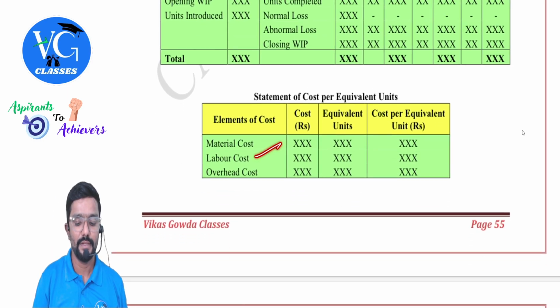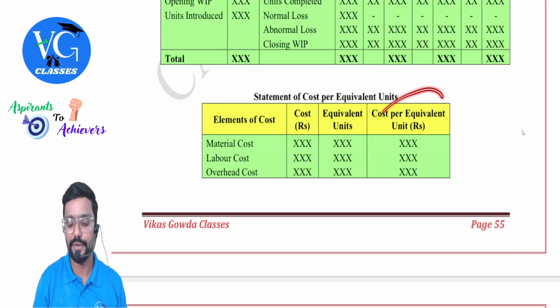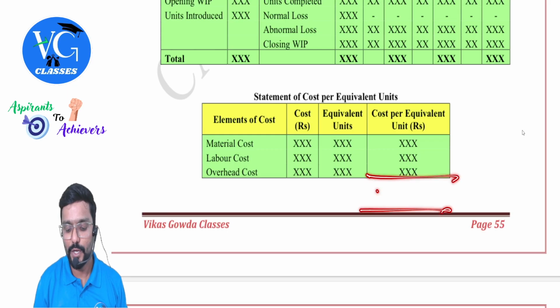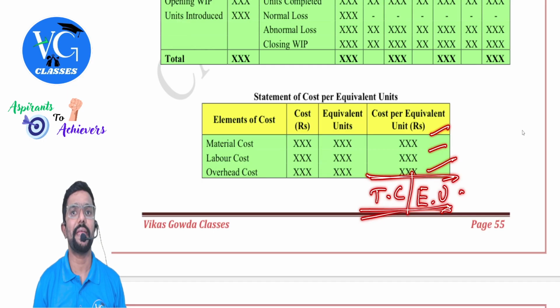Then take labor and overhead cost also. Then whatever equivalent units you have got here, consider here. Divide cost by equivalent units. What do you get, sir? Cost per equivalent unit. Clear? Here, if you do this, you will get total cost per equivalent unit. This is element wise: material, labor, overhead. If you total up, you will get cost per equivalent unit.